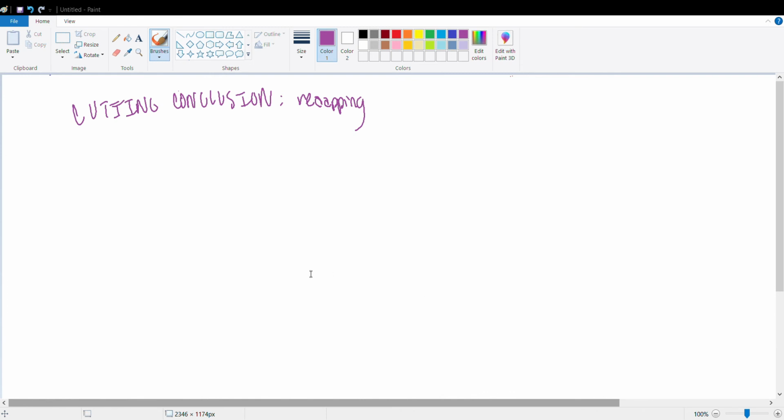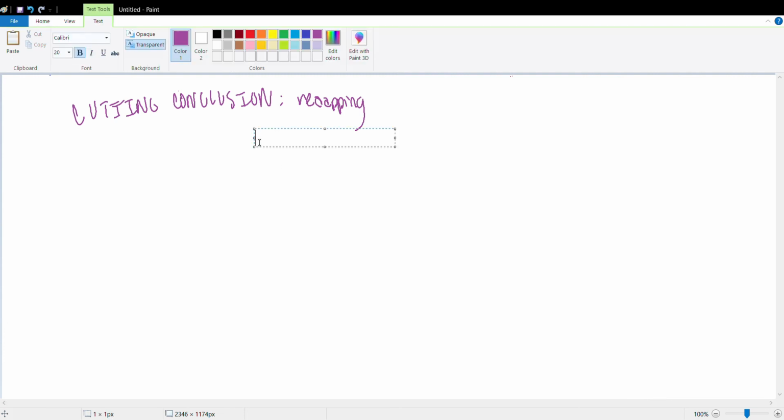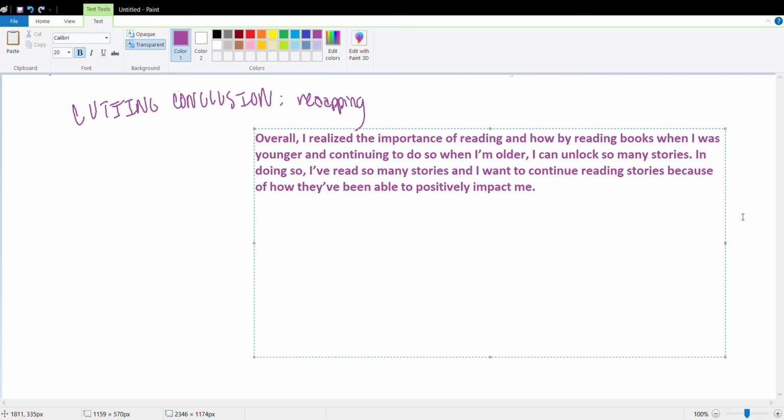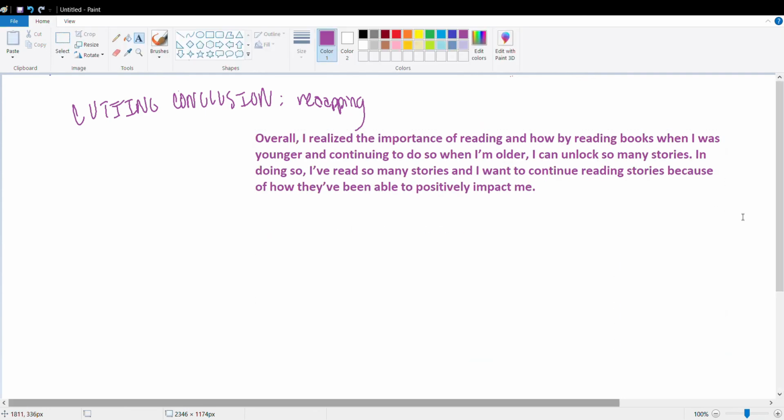So I've written a conclusion that we can look at and see what we can do to it to make it better, in terms of both word count and the essay as a whole. So here, let's read this little clip. It says, "Overall, I realized the importance of reading and how, and I forgot a comma, by reading books when I was younger and continuing to do so when I'm older, I can unlock so many stories. In doing so, I've read so many stories, and I want to continue reading stories because of how they've been able to positively impact me."